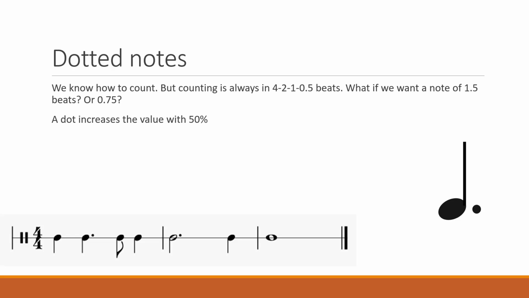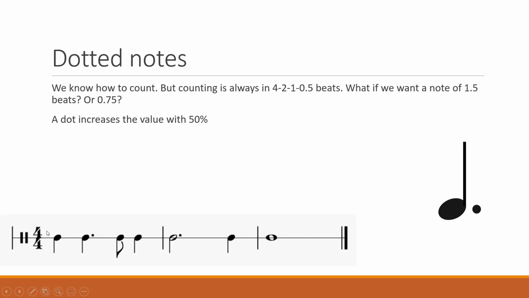So first, the dotted note. A dotted note is simply a note with a dot next to it, as you can see on the screen. And this dot will increase the value of the note by 50%. So in this example, we are in 4/4. What does 4/4 mean? 4/4 means that the fourth note, the quarter note, is 1 beat, and there are 4 beats in 1 bar.